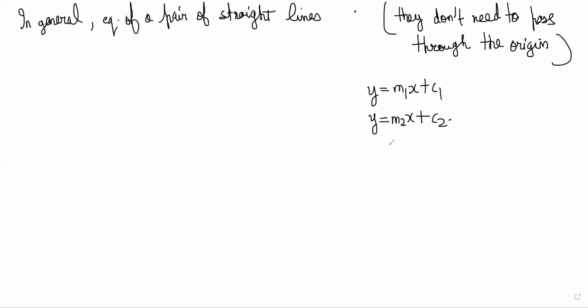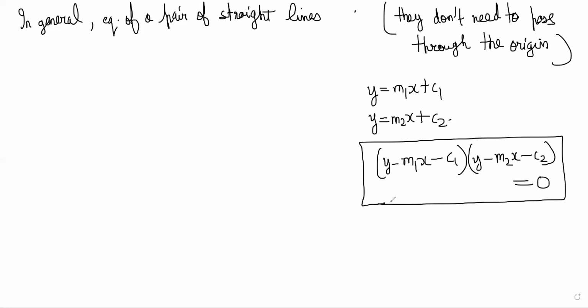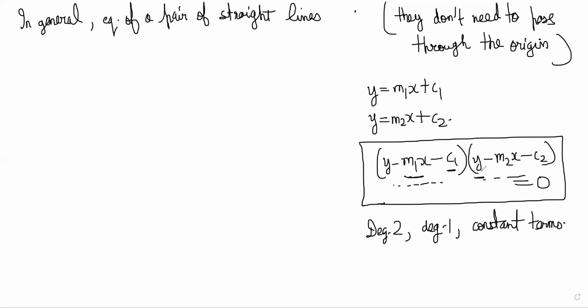So if I want the equation of the pair, I will multiply both those equations together, right? Like this. This will be the equation of the pair of straight lines here. And now you will realize that when you multiply, you will get degree 2, degree 1, and constant terms. All types of terms will come now, right? Degree 1 term will be, for example, c1 into y, or m1x into c2, and the constant term will be c1 c2.